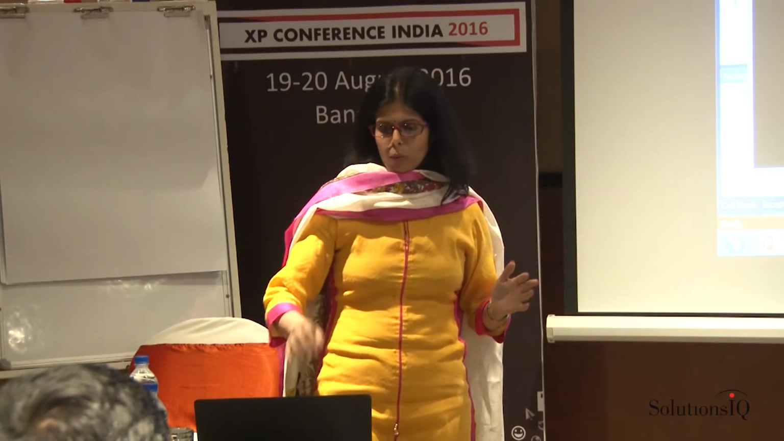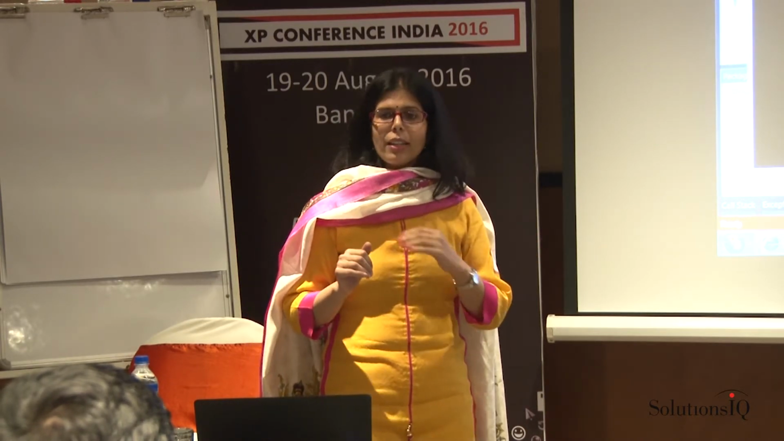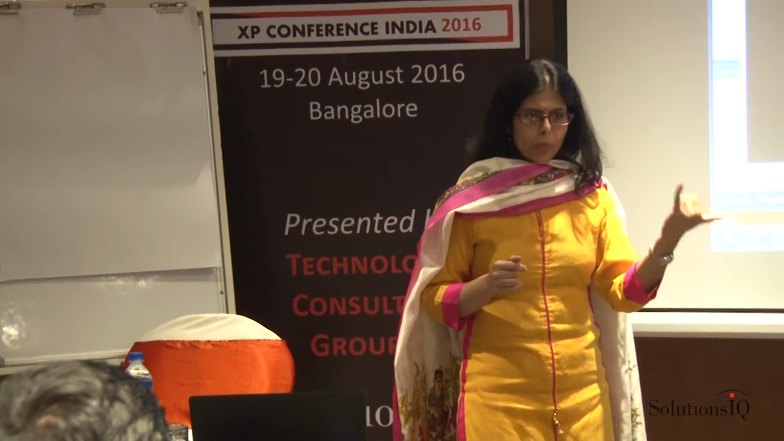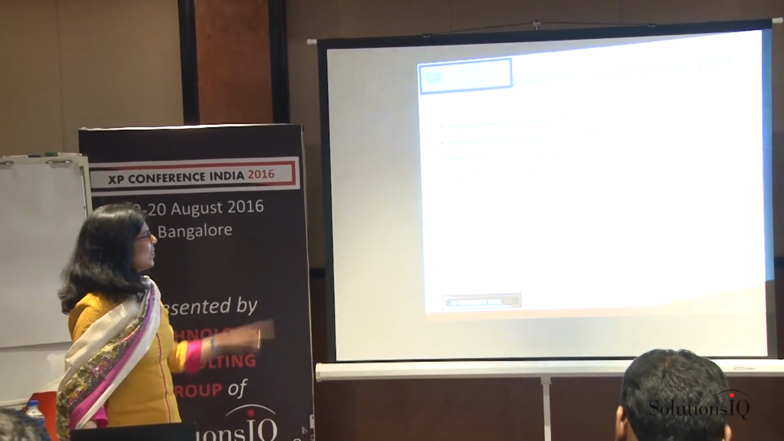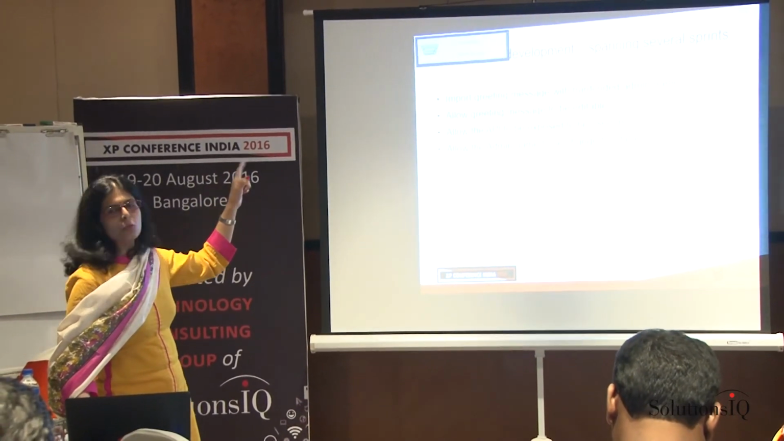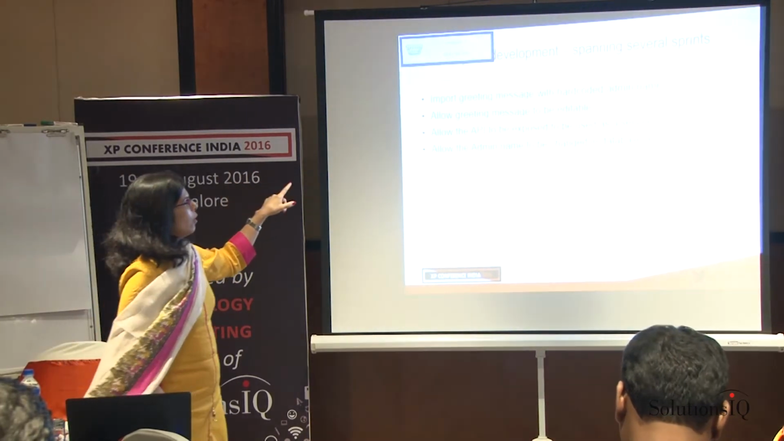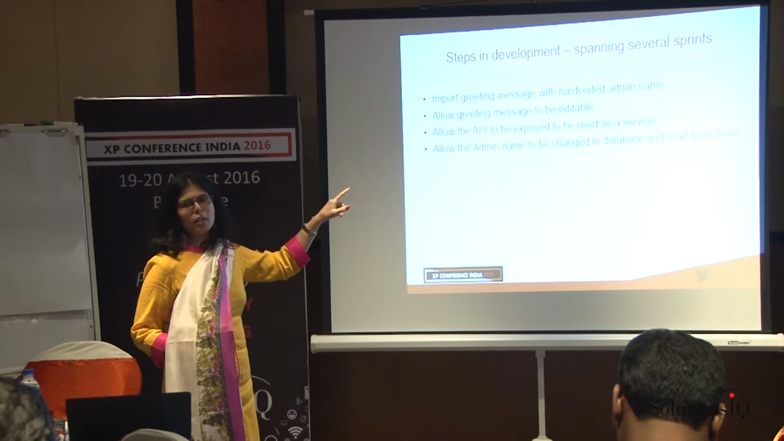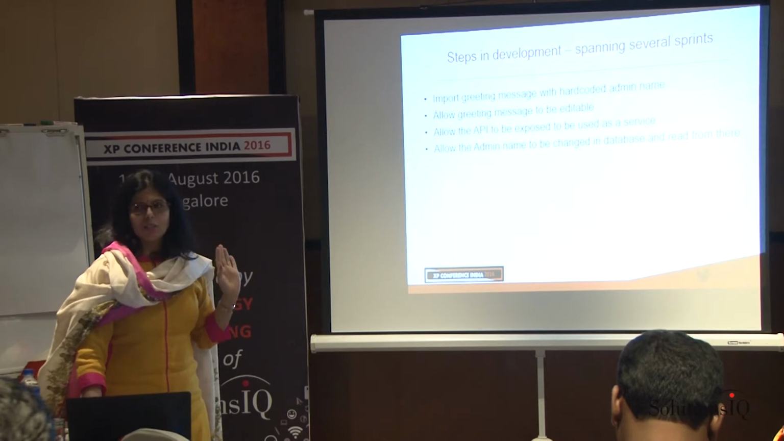Now this was a release toggle example that I gave you. That means this toggle, once the sprint is done, once this feature is full and final, will go away, right? But there can be cases wherein I let these configurations stay, and they stay there forever, and it is up to the DevOps team or the business team to switch them on or off. Okay, so this is what we did, right? This was spanning several sprints, say, assume: import greeting message, allow greeting message to be editable, allow the API to be exposed, and allow the admin name to be changed and read from the database, right? Was the example clear?